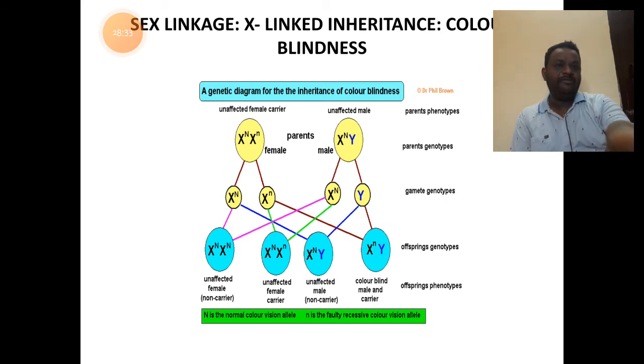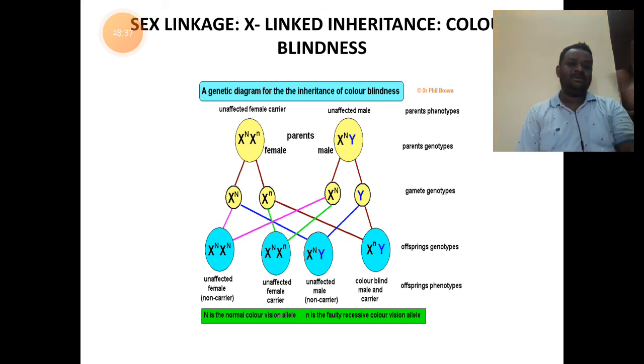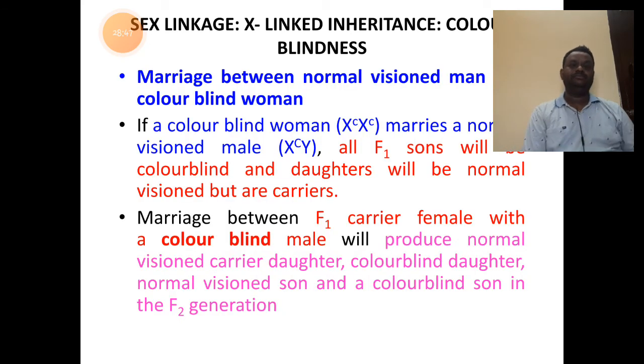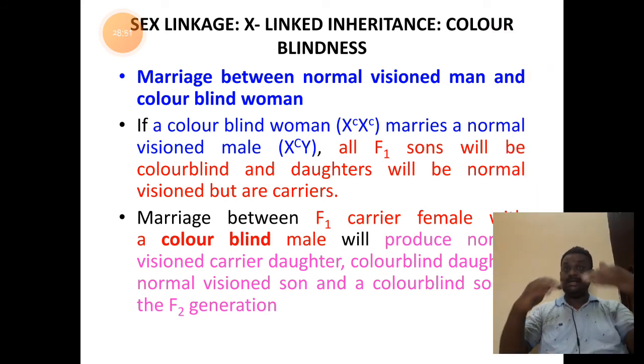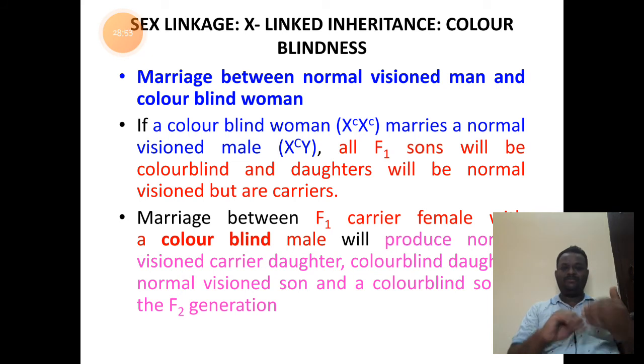When a carrier female and a normal male are crossed, all females are normal, and 50% of males are normal and 50% of males are affected. Now comes the second condition, that is F1 onwards to F2.